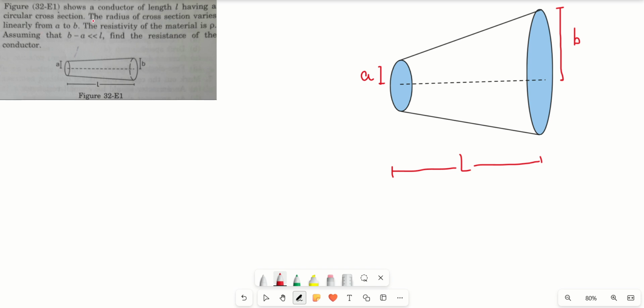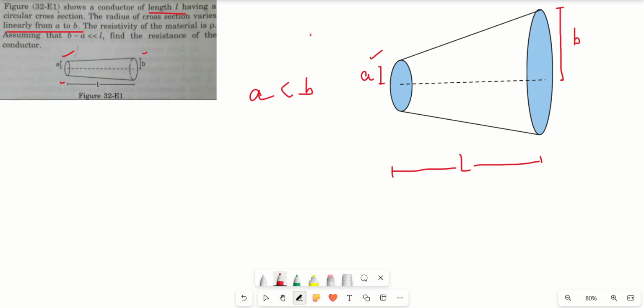So, first of all, we have to read the question very carefully. What it says is we have been given a conductor which has a length L, and it has a circular cross section. The radius of cross section varies linearly from A to B. Radius A is smaller than B, which you can see in the question. If you see it properly, A is less than B.